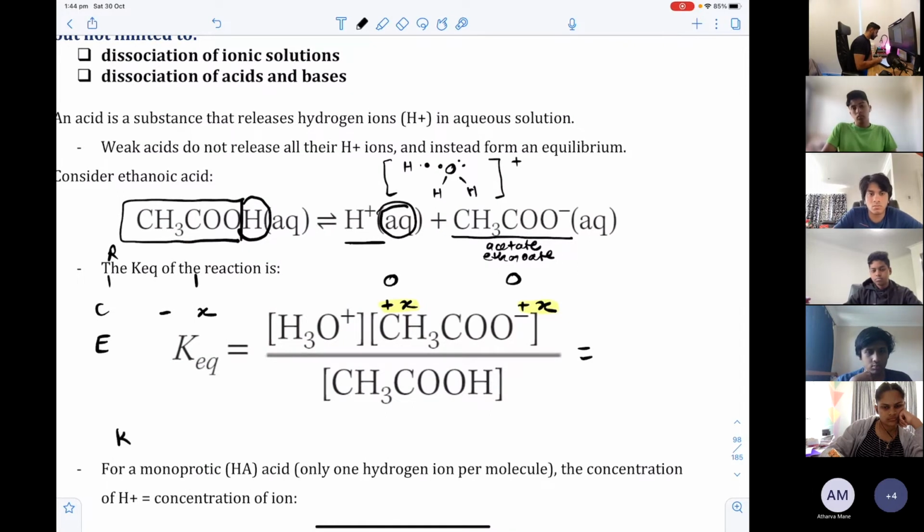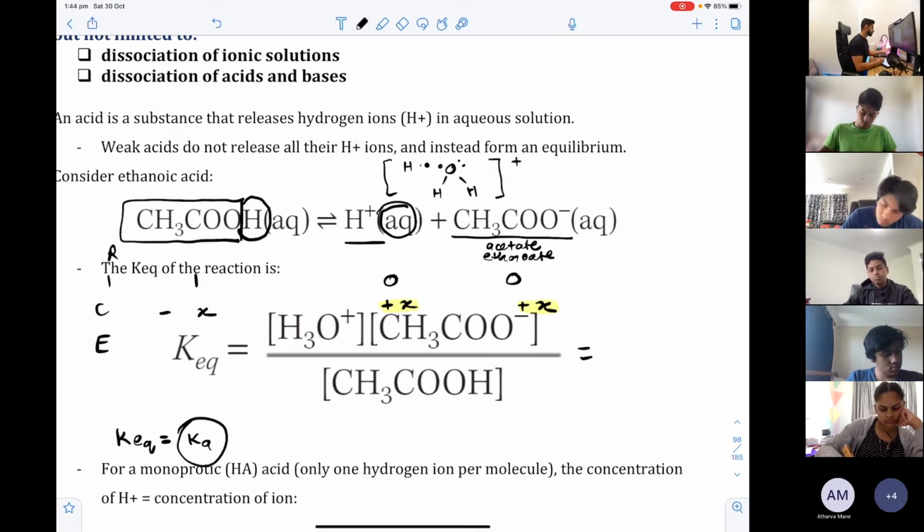So the only reason I'm mentioning this, everyone, is whenever you're doing K constants for an acid, we say KEQ equals to Ka. So if you ever see the expression Ka, it's just KEQ, but they're specifically identifying it for an acid. Okay? It's also known as the acid dissociation constant. Good. Same thing, right? It's this exact same formula.